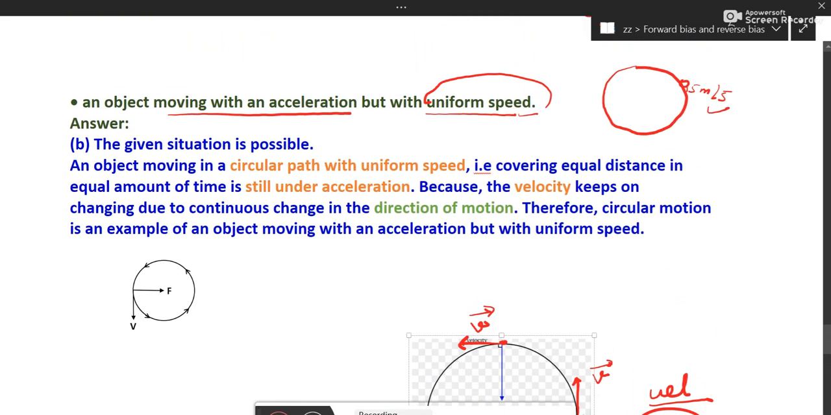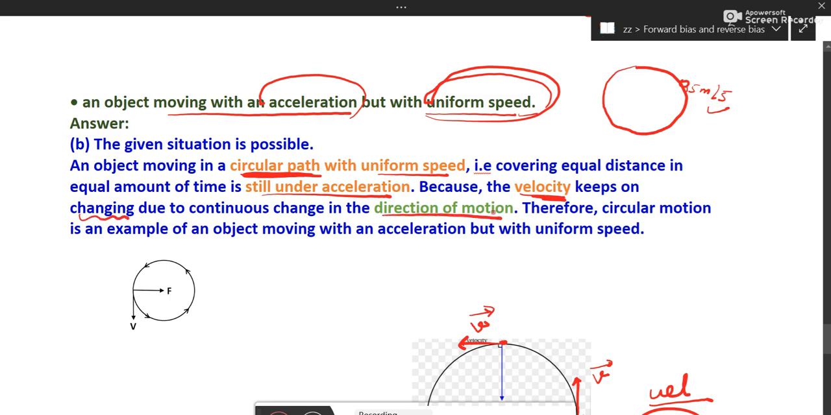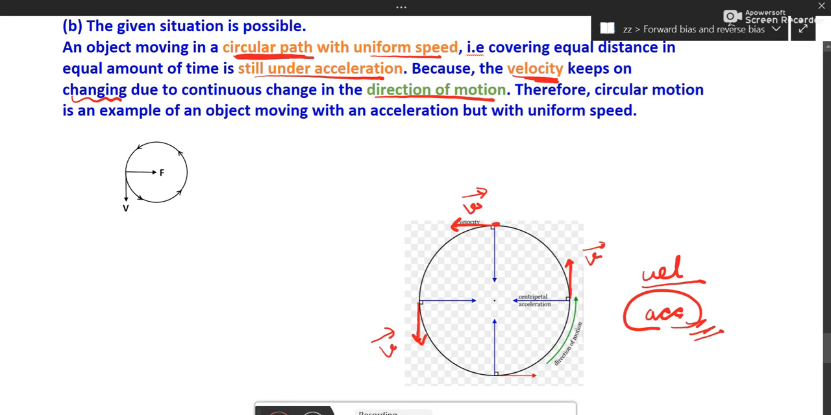So a body can move with uniform speed, fixed speed, but acceleration would be there in circular paths. The body moves in a circular path with uniform speed, but still it is under acceleration because velocity keeps on changing. Why? Because direction is changing. So this is a situation which is possible, in which direction is changing, velocity is changing, that is there is acceleration, but it can still move with a single speed.